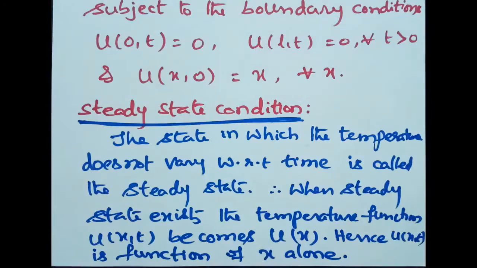So, in the steady state condition, the temperature does not vary with respect to time t. Even though time t varies, there is no change in the temperature in the rod. Such a condition is called steady state condition. So, in the steady state condition, the temperature distribution function u of x comma t is a function of x alone. That means it is independent of time t. So, this is the steady state condition. You remember this steady state condition?